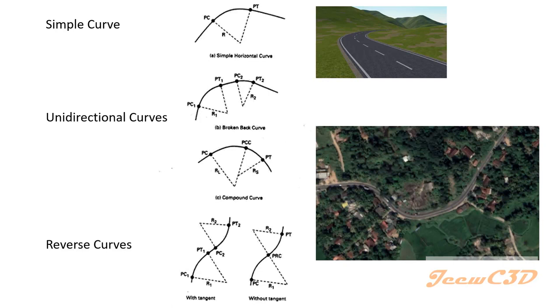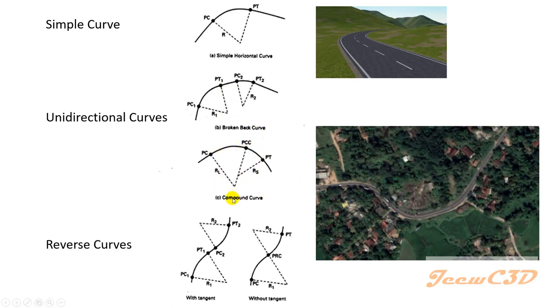This is a simple curve. You have a curve on the road, we call it a simple curve. Then unidirectional curve means you have two curves in the same direction. Sometimes there may be a small straight section in the middle. Sometimes there won't be a straight section. You have two curves, two radii of curves on the road. So if we have a small tangent section or a straight section, we call it a broken back curve. Otherwise, we call this a compound curve.